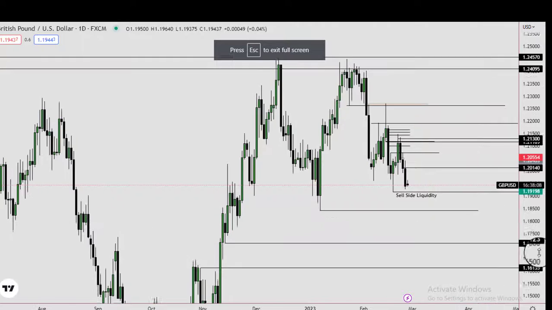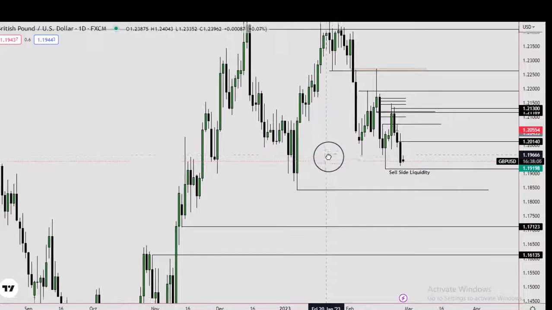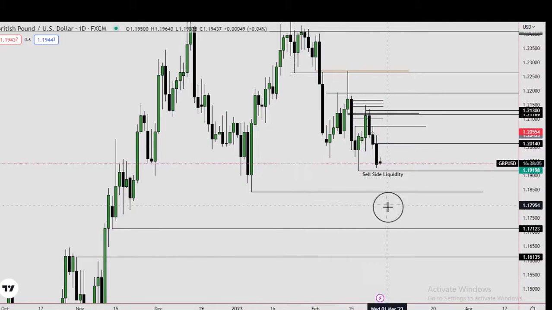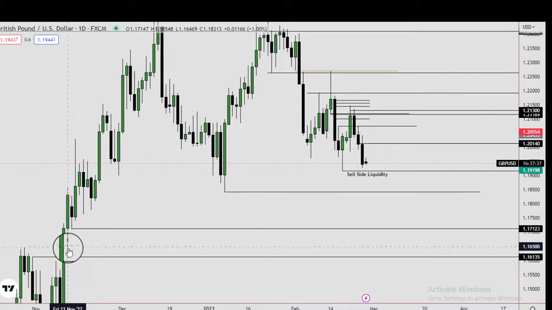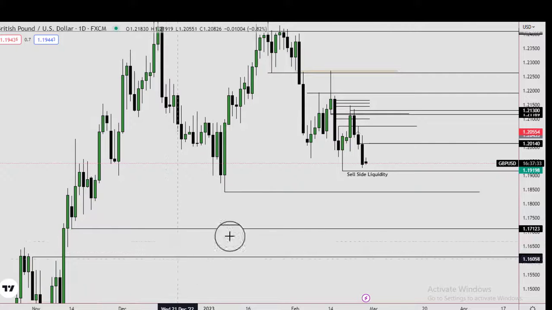So this is GBPUSD. This is my previous week analysis, and I'm still with this bias. We are bearish on pound dollar. Price is going to trade into sell side liquidity residing below these old lows, and also rebalance this buy side imbalance and sell side inefficiency of the weekly time frame. Okay, so this is my analysis for the pound dollar.